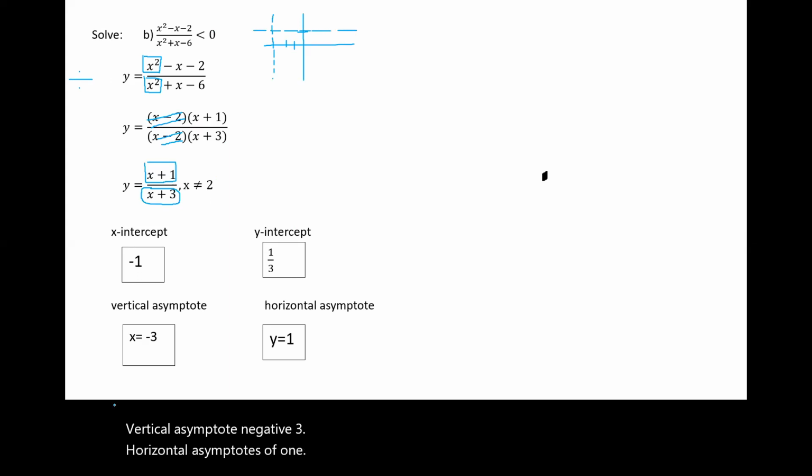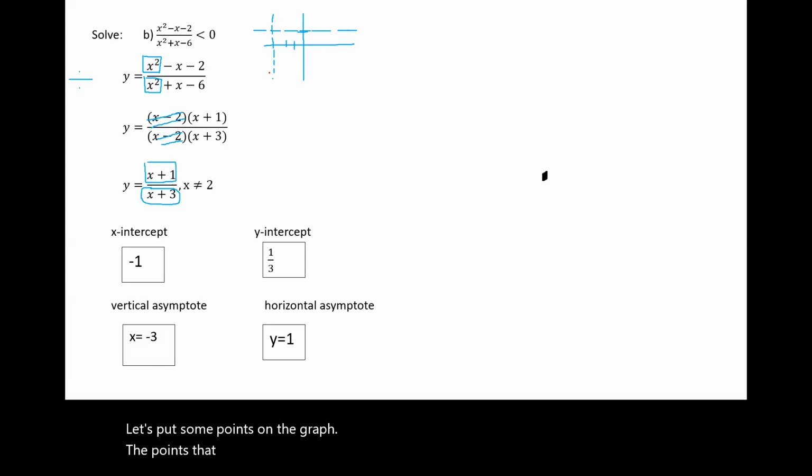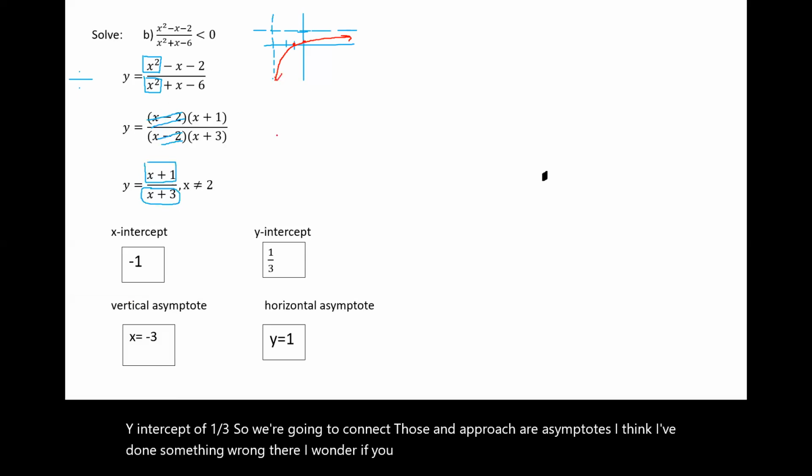Let's put some points on the graph. The points that we have, x-intercept of -1, y-intercept of 1/3. So we're going to connect those and approach our asymptote. I think I've done something wrong there. I wonder if you can figure out what it is. And where's the other part of the graph? Are we up or are we down?